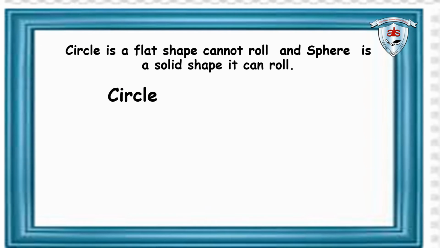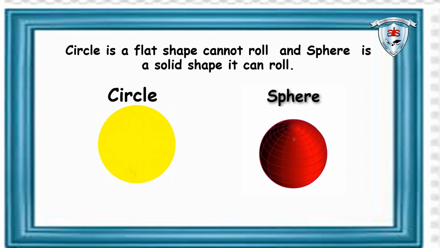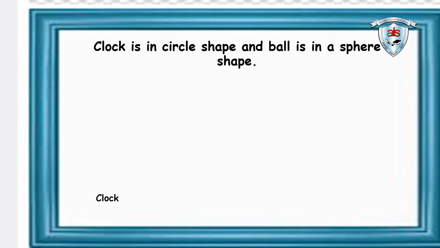Okay, now here we have circle and sphere. Circle is a flat shape which cannot roll. We can only draw the circle on the flat surface. But sphere is a solid shape which can roll. Yes, do you agree with me? Let us find an example for circle and sphere.